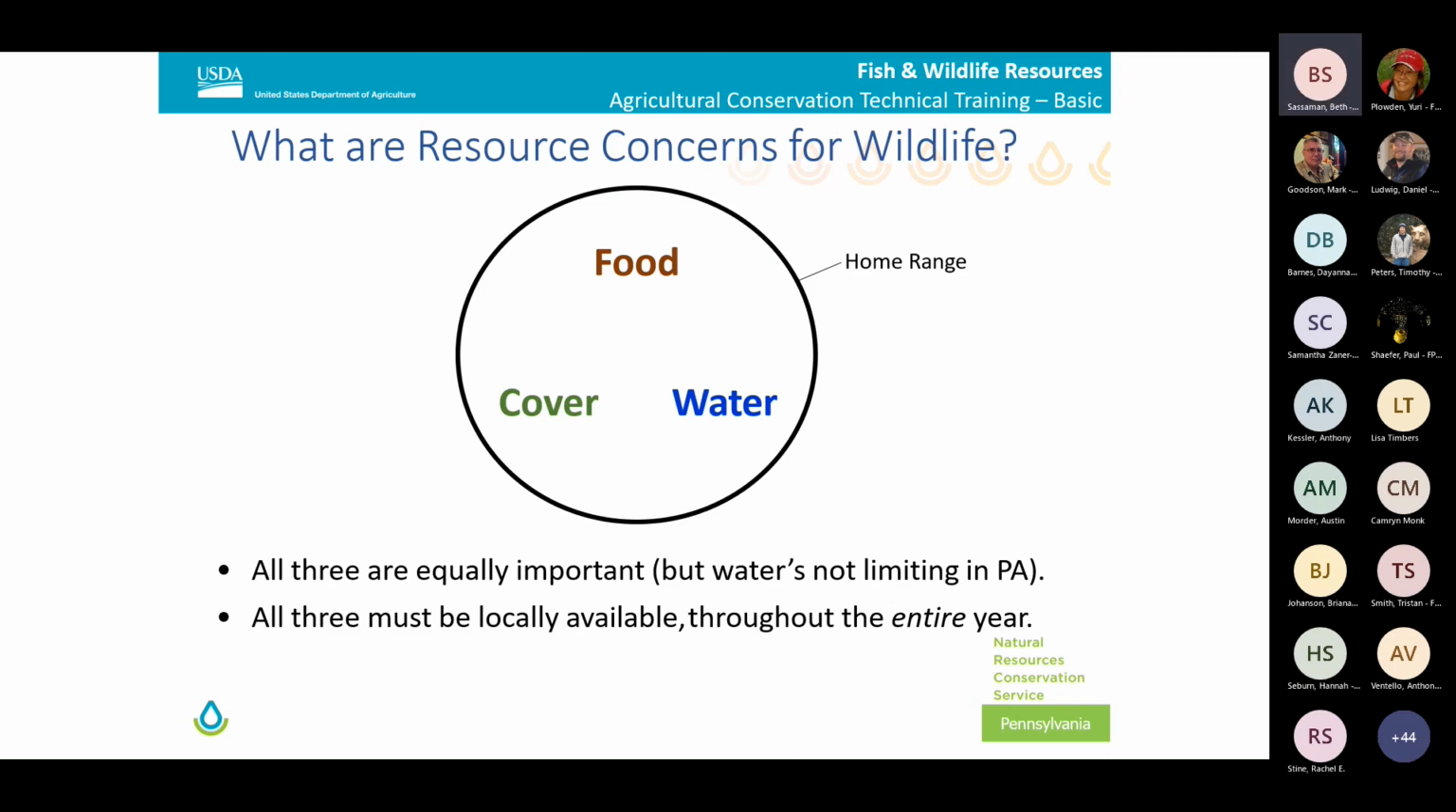So what do we need to consider when we're evaluating wildlife in our planning process? All wildlife need food, cover, and water. And they need all three of those, but typically in Pennsylvania, water is readily available. But they have to have them all available throughout the entire year. So this is why some species migrate. We see large-scale migrations of birds of prey and songbirds in the fall because their food is declining because of the seasonality. So they move, a lot of them go to the tropics where food is readily available. And when food starts to become more available in their home range, they move back.